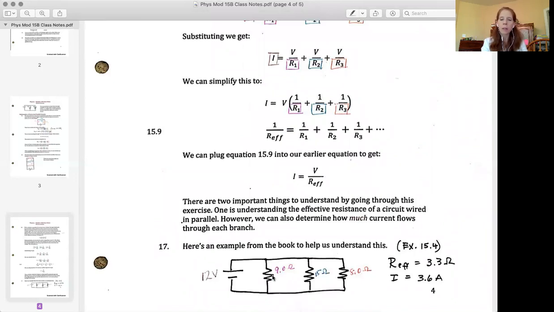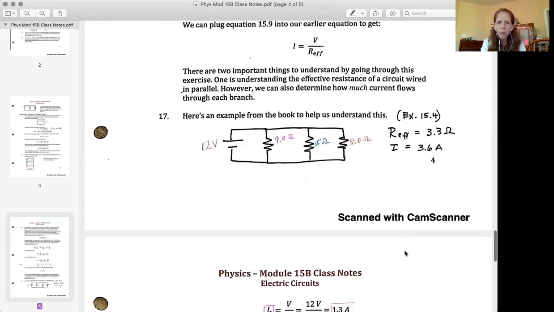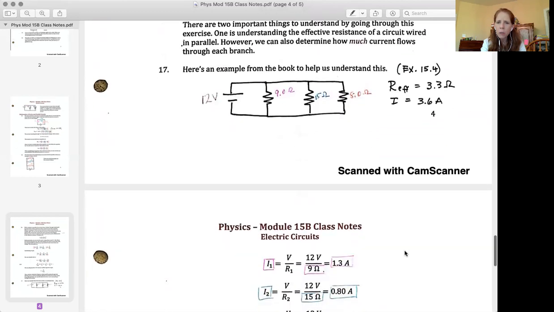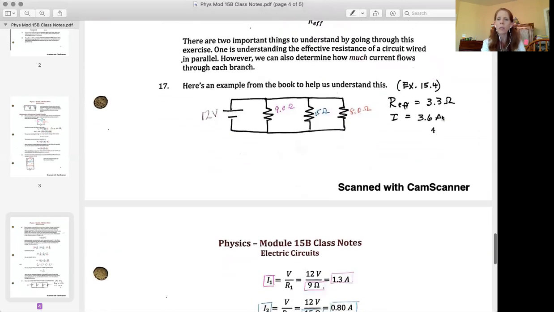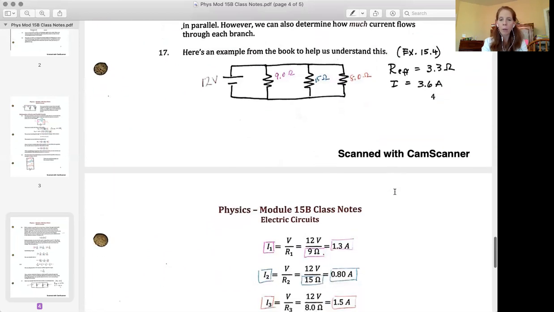I've got 3 resistors. One is 9.0 ohms, the other is 15 ohms, the other is 8.0 ohms. And I've been told the current is 3.6 amps. So what am I going to do? Well, I'm going to look at each one of these.